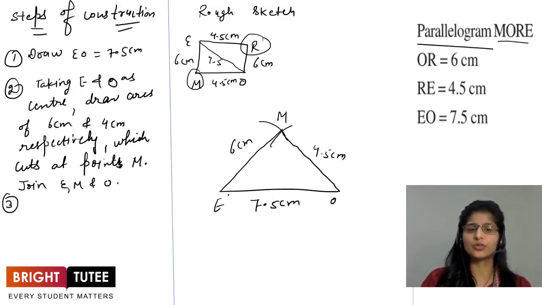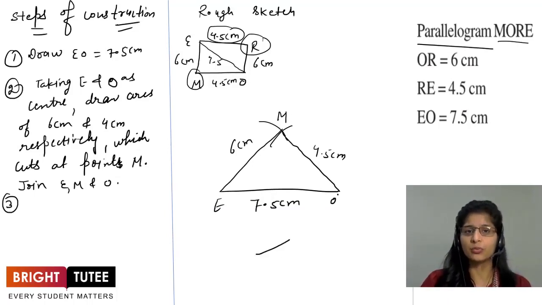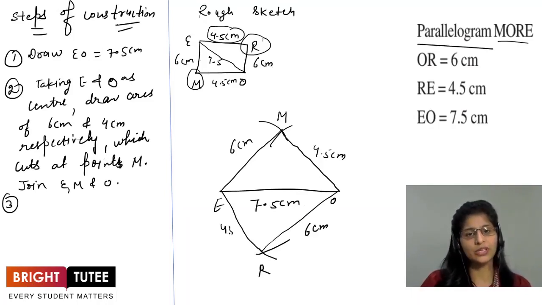The next step: from points E and O, now we want the point R. So you see, R is how many centimeters away? 4.5 centimeter away from E. So from E, you make an arc of 4.5 centimeter by opening the compass to 4.5 centimeter. So take E as the center, keep the pointer end at point E, and draw an arc of 4.5 centimeter. And from point O, point R is 6 centimeter away, so you will take an arc of 6 centimeter like this, and this will be your point R. You're going to join E to R, and you're going to join this point also. So this is 6 centimeter and this is 4.5 centimeter.